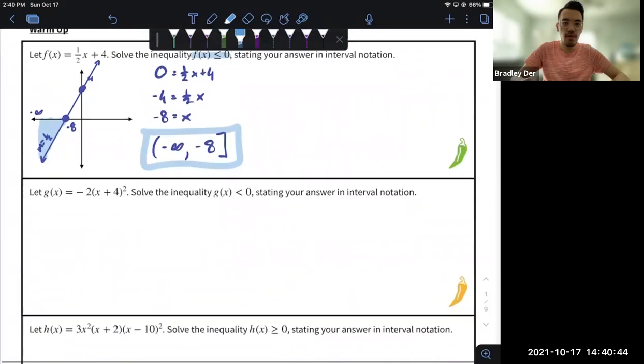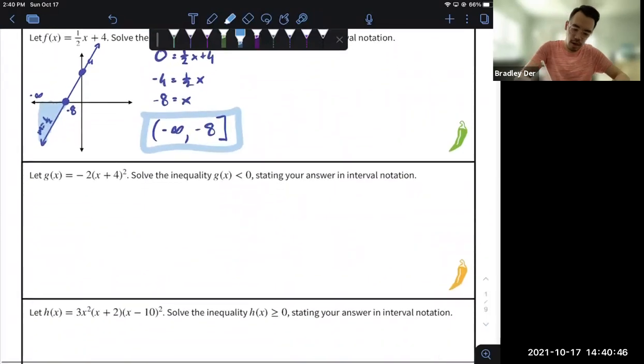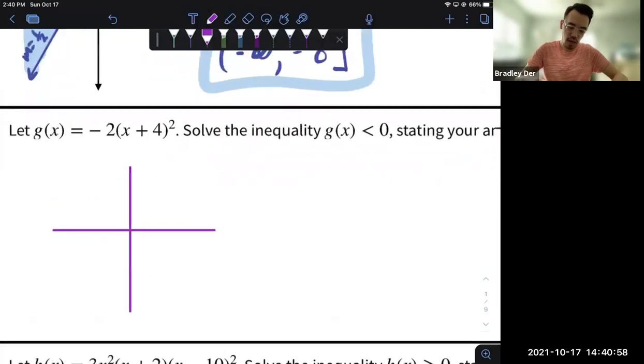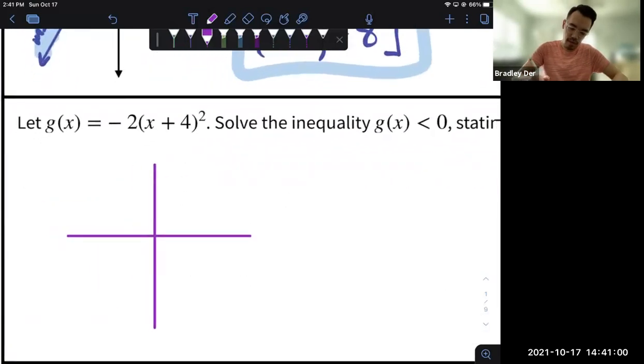I'm going to do that again for the medium. I'm going to build up a little bit of speed here. I didn't give you axes this time, but I'm hoping that you sort of extrapolated and knew that you would need axes. Let g of x equal -2 times (x plus 4) squared. This is telling me that the vertex will be at -4, 0. And this could be in factored form or vertex form, depending on how you want to look at it. But -4, 0.